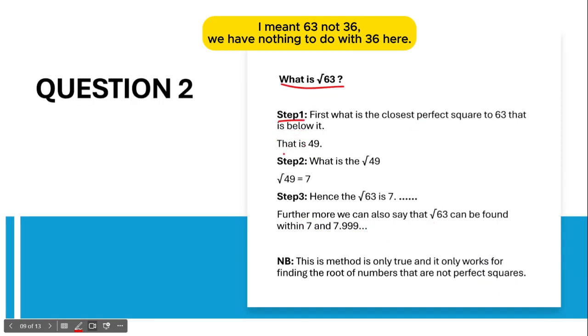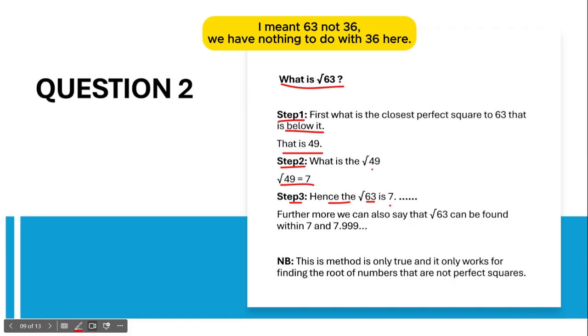So let us continue. The closest perfect square to 63 that is below it is 49. When I say below it, I basically mean the numbers that are before 63. The closest perfect square before 63 is 49. So step 2, what is the root of 49? We already know that the root of 49 is 7 from our basic everyday mathematics. So step 3, the square root of 63 is therefore 7 point something.